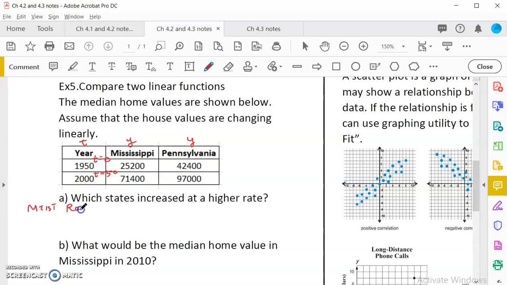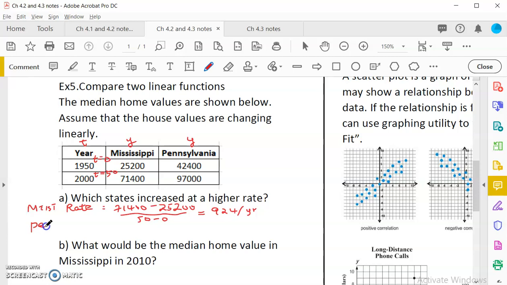Rate is Y2 minus Y1, right? 71,400 minus 25,200 divided by 50 minus 0. So put it in the calculator. I did it beforehand, so it's 924. That means it's $924 per year, right? It's a rate. So year is X, or the input.